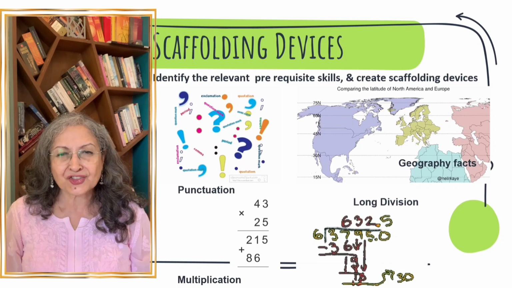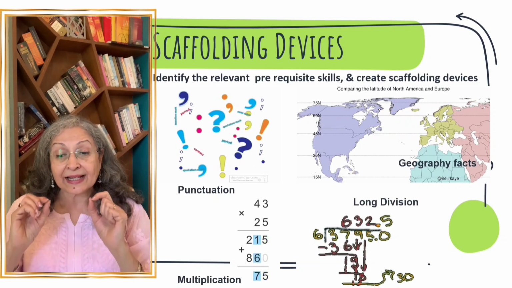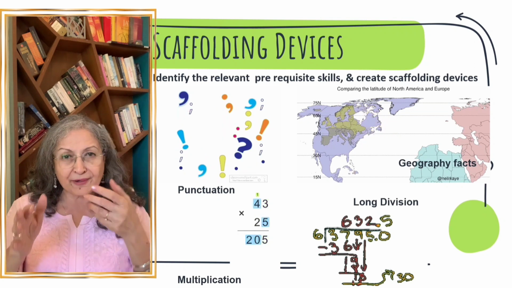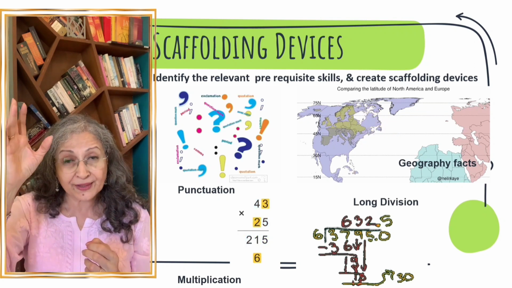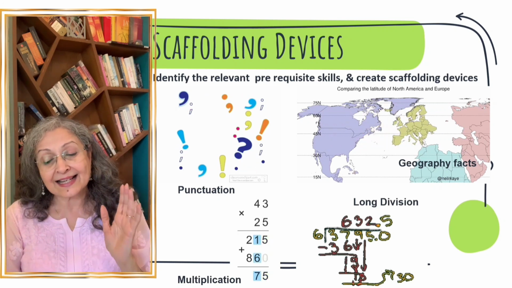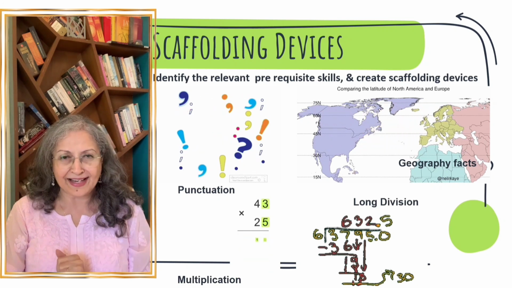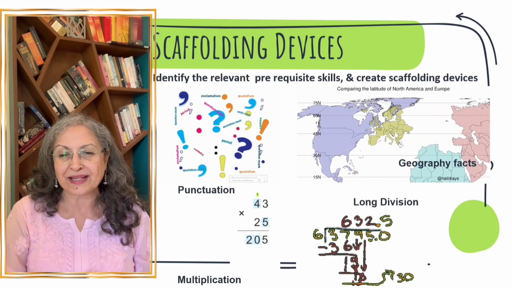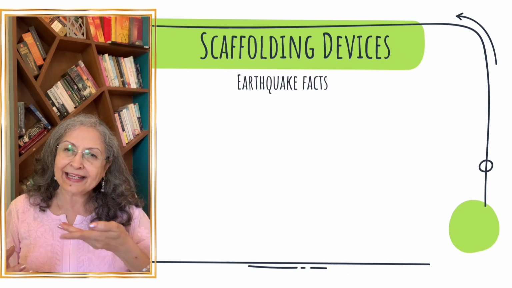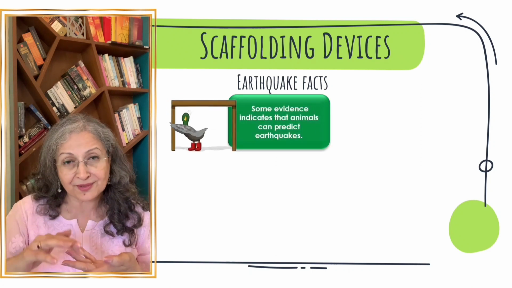Long division, a struggle for so many students. So again, highlight the steps in a different color. The arrows are pointing to which number from where do you take down, where do you put the decimal point, etc. These are cards that they carry, and these are some examples of scaffolding devices. Here is one more which is quite marvelous. So suppose you're teaching something about earthquakes. Let them carry fact cards with them, both true and false.